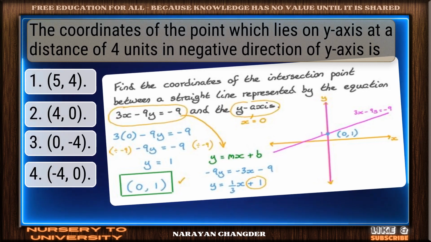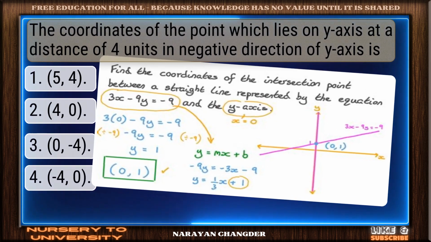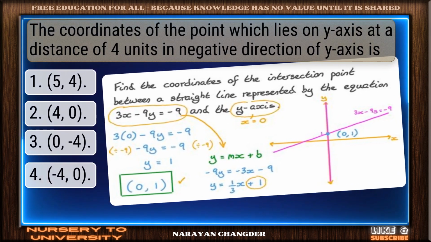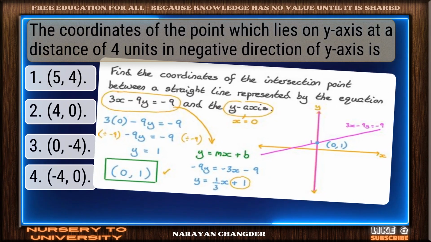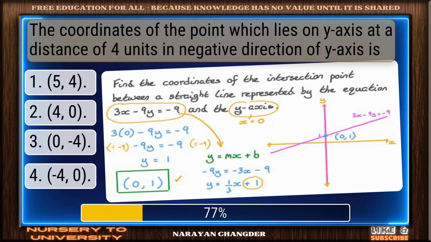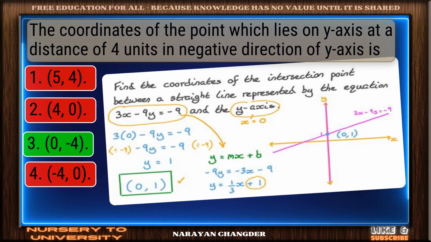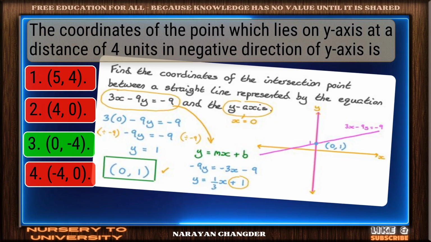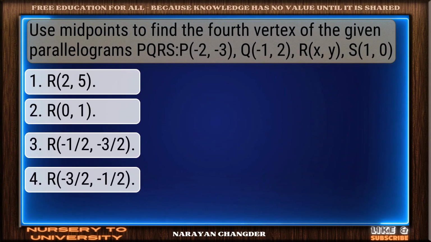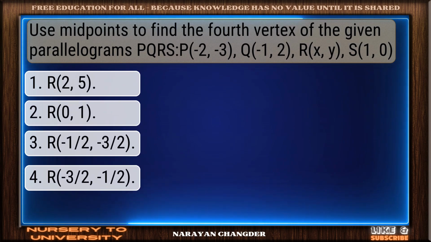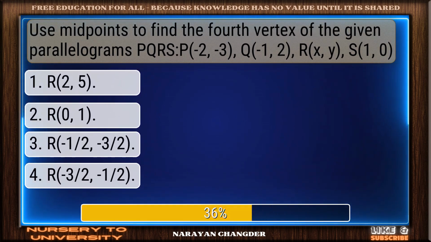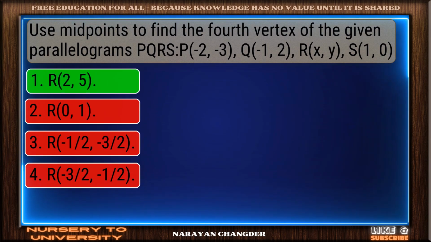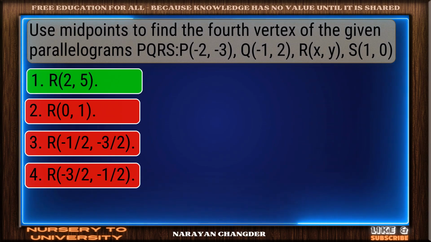The coordinates of the point which lies on the y-axis at a distance of 4 units in the negative direction of the y-axis is. Smart move. Is the accurate answer. Use midpoints to find the 4th vertex of the given parallelogram PQRS. Bravo. R is the answer.